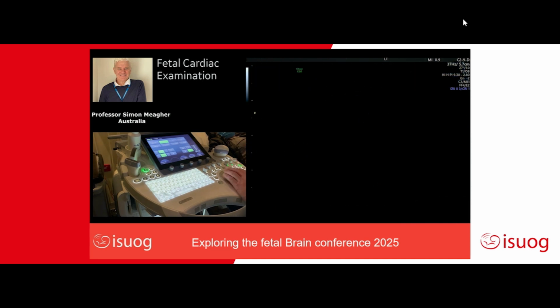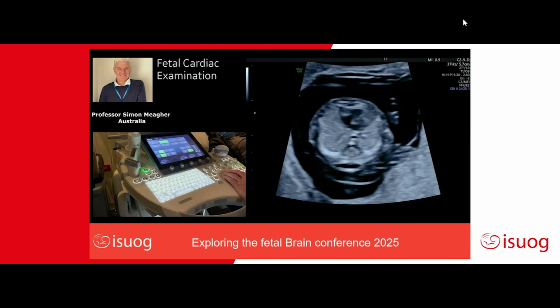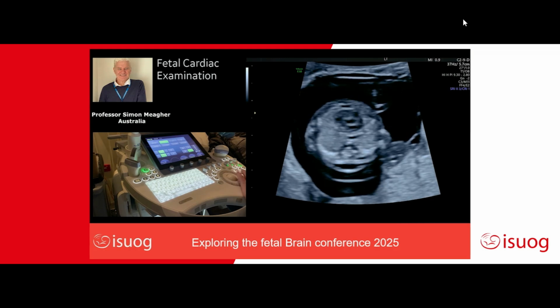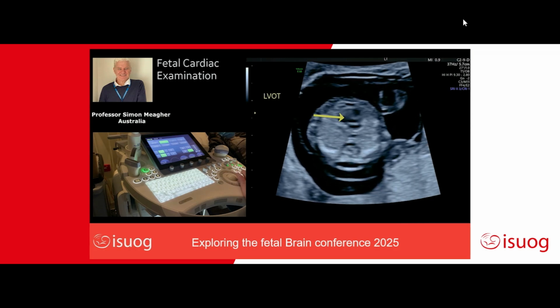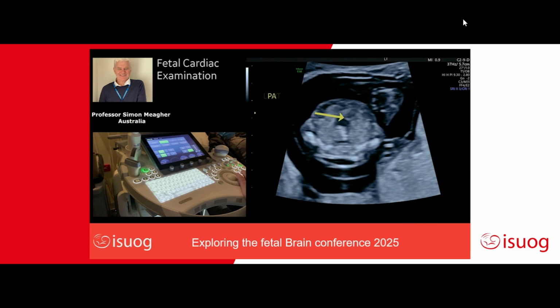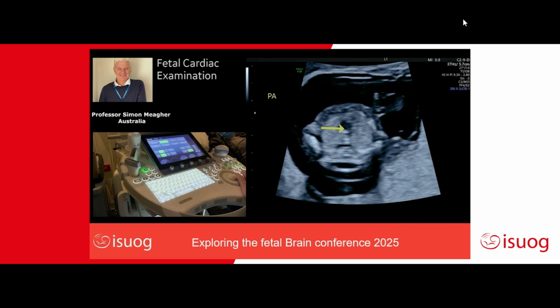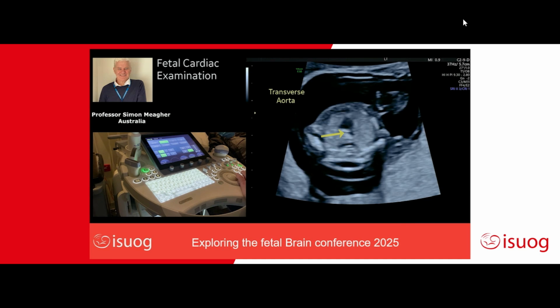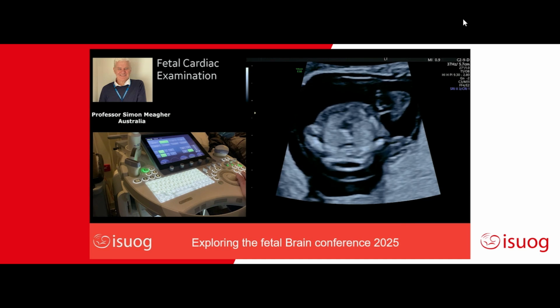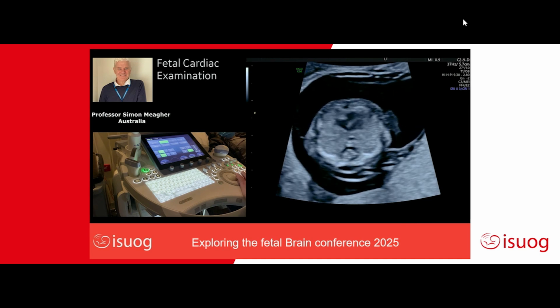I then go back to single screen, and I do a sweep as I go up through the left ventricular outflow tract, up to the pulmonary artery, and up to the transverse aorta. And it's hard to see these in 2D to distinguish them without the use of color, and I'll show you how it is much easier with color.